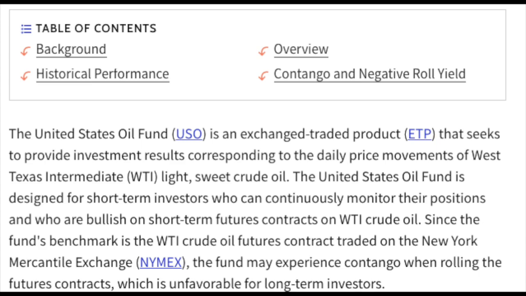So what is USO? The United States Oil Fund is an ETF, an exchange traded fund that pretty much tracks the daily price movements of West Texas Intermediate light sweet crude oil. This fund is designed for short-term investors who can continuously monitor their positions and who are bullish on short-term futures contracts on West Texas Intermediate crude oil.